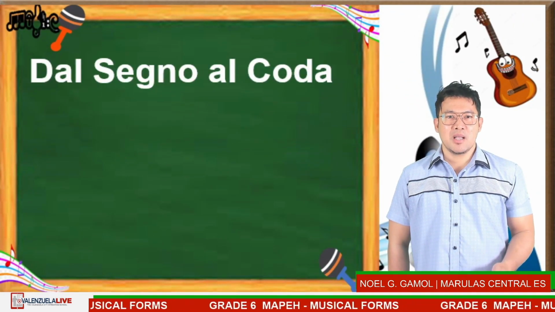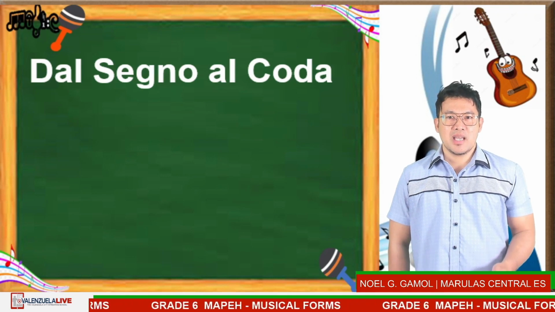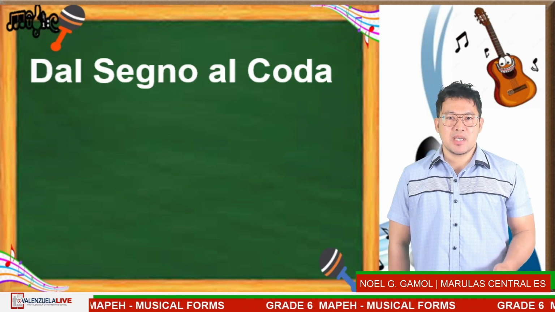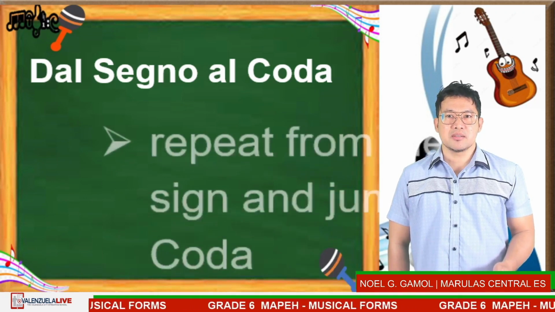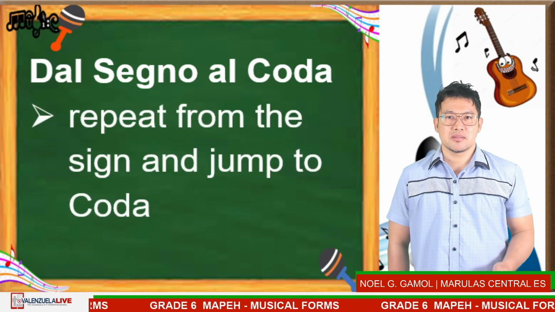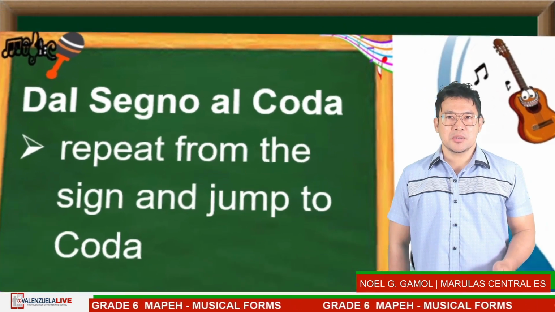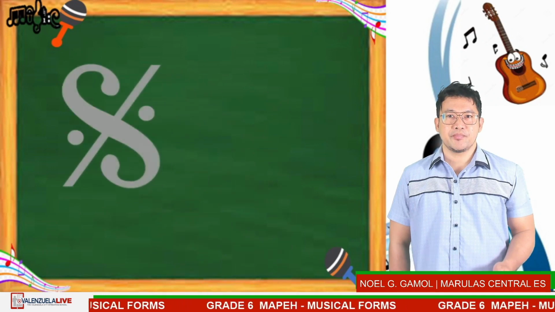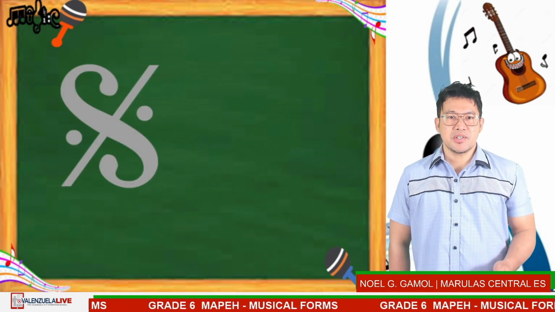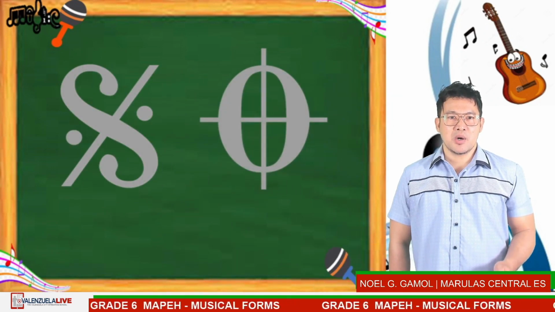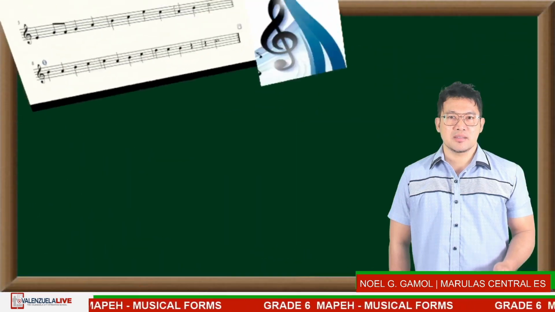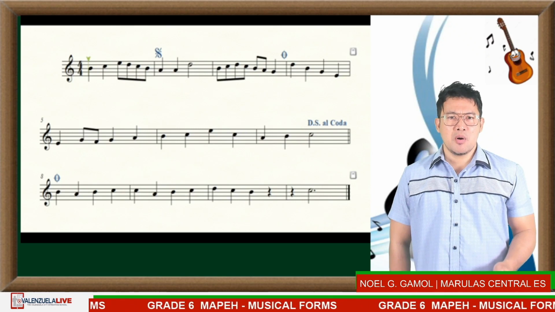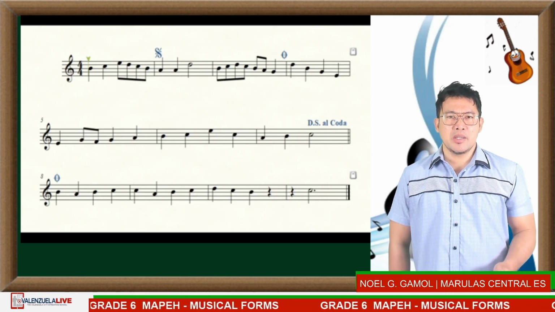Dal segno al coda works like the da capo al coda. It means to repeat from the sign and jump to coda. Take note that you are to look for these two symbols, the segno sign and the coda sign. Let us watch this short clip to show how dal segno al coda works.